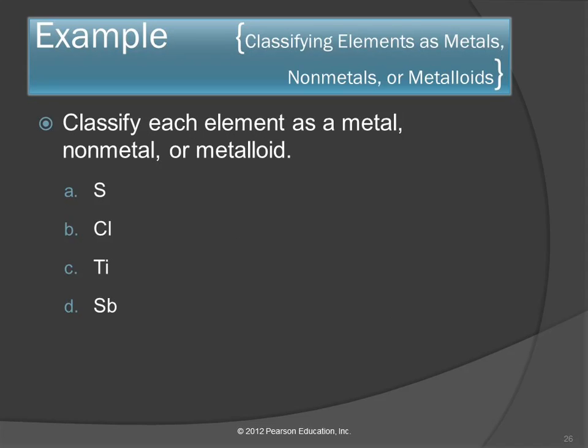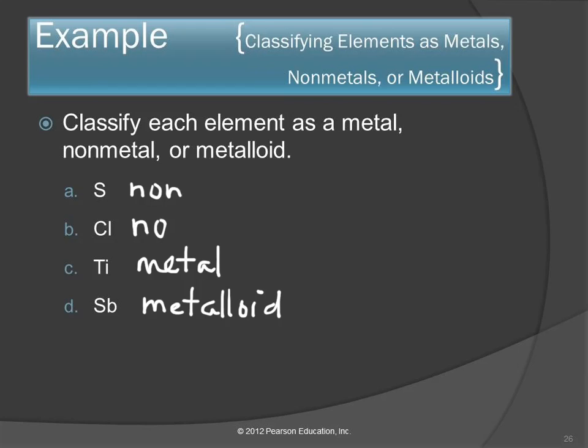So, for example, let's classify each of these as a metal, a nonmetal, or a metalloid. What about sulfur? It's a nonmetal. How about chlorine? Nonmetal. How about Ti, titanium? Metal. How about Sb? That's antimony. Metalloid, yeah, because it's right on the line there.